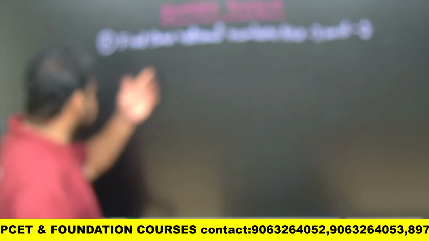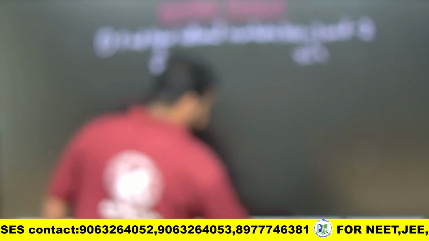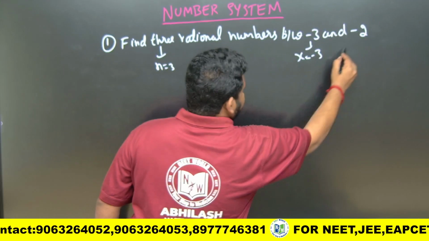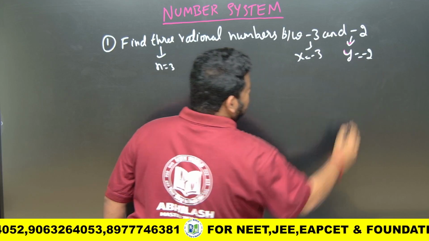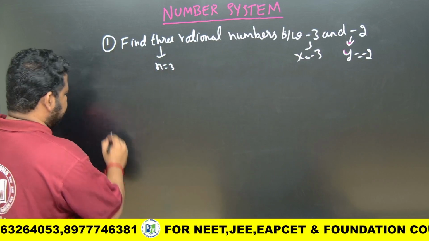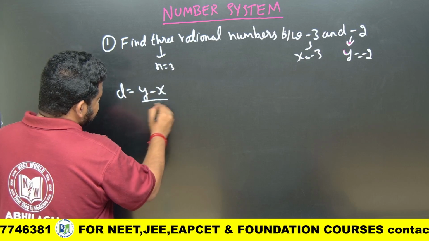So we know that n will be equal to 3. The first number is -3, so x will be equal to -3, and y will be equal to -2. Now what we should do? We have to find d. To find d, I will use our formula, that is d is equal to (y minus x) divided by (n plus 1).